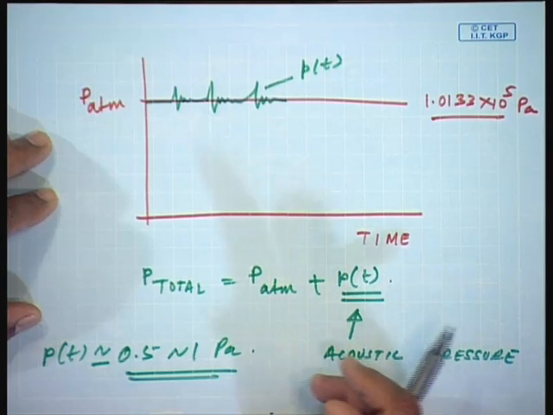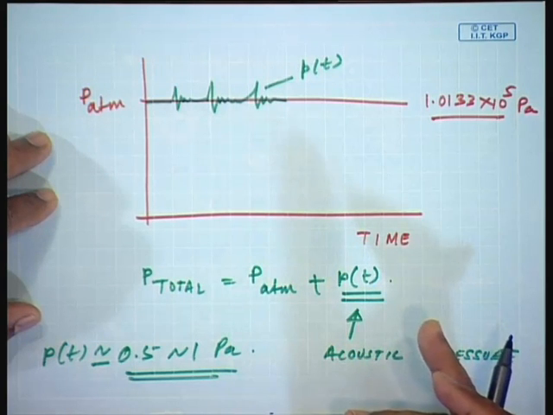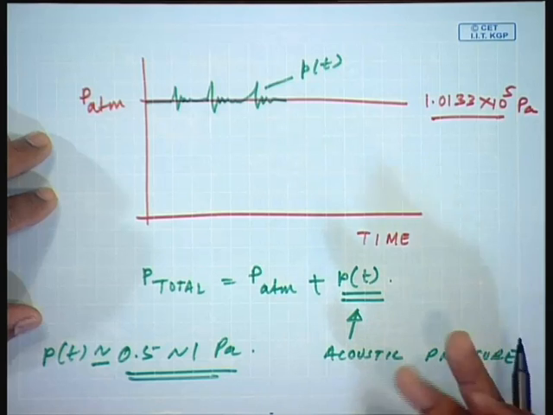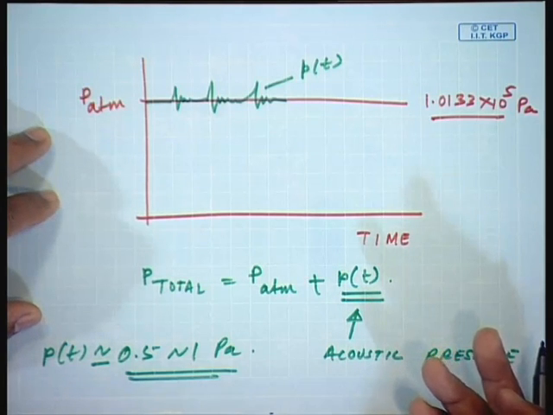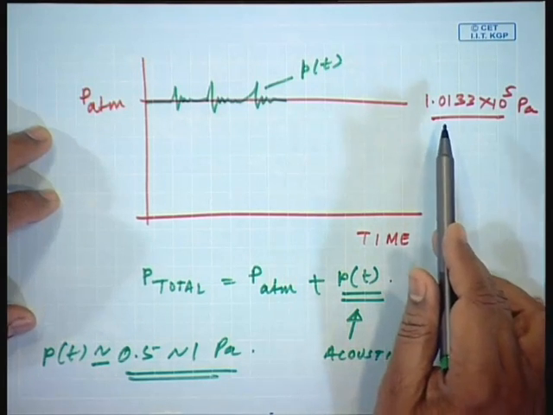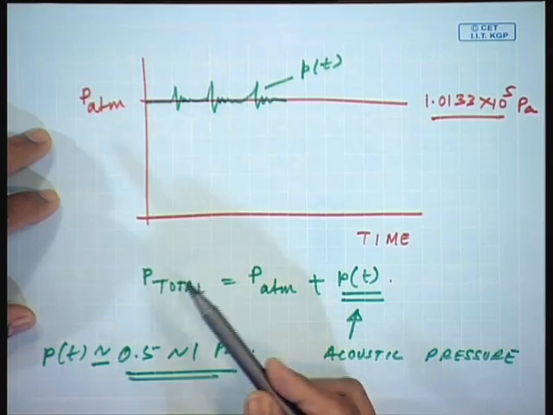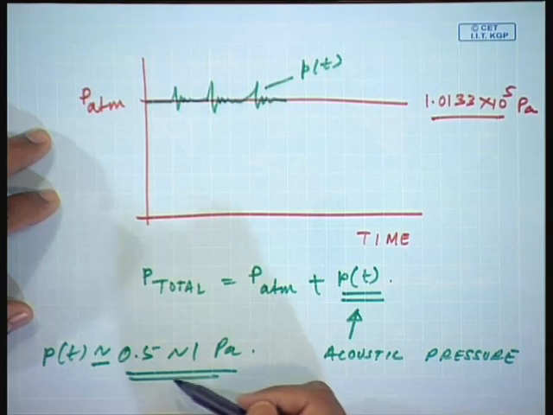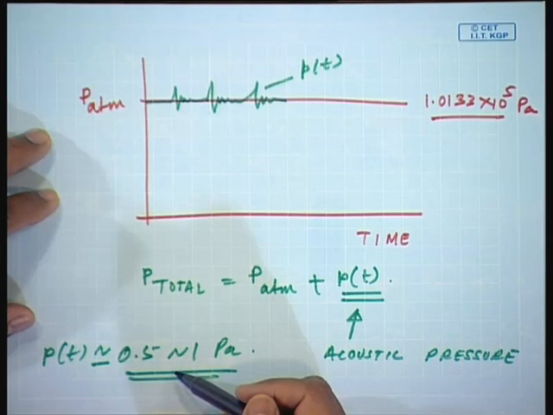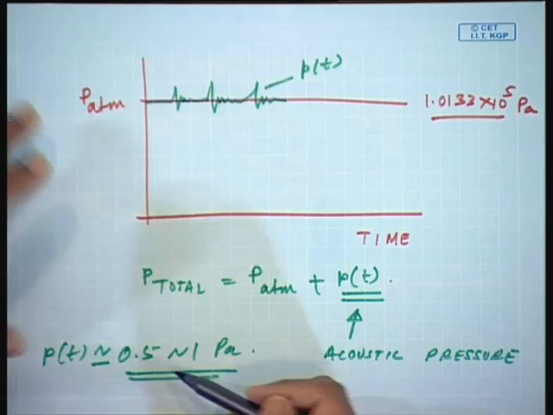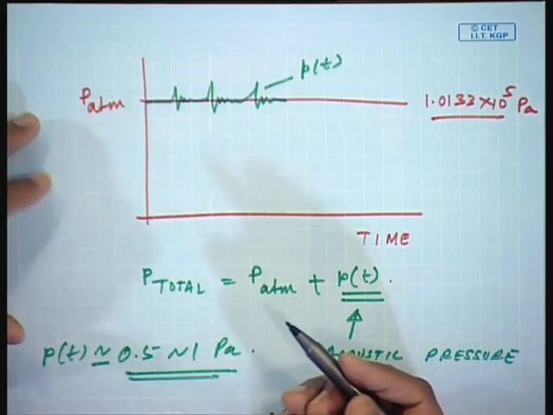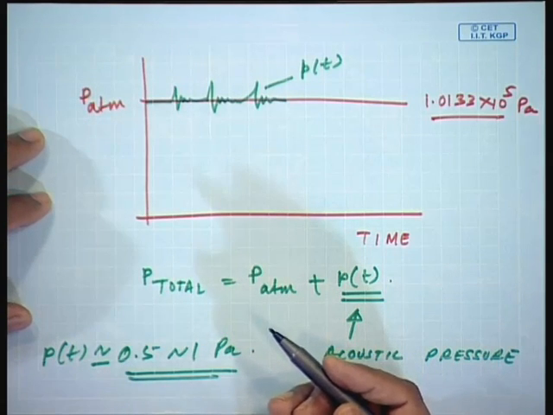Okay. So, you see the beauty of the ear. God has made our ear so sensitive that over a high pressure of 1.0133 × 10^5 pascals, even a small fluctuation of 1 pascal can be sensed by our eardrum as a disturbance, as something which is being incident on our eardrum.